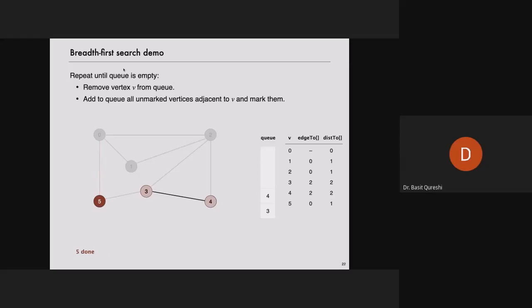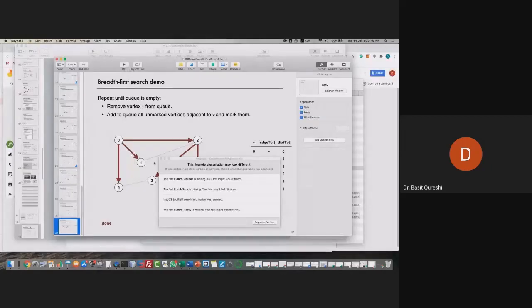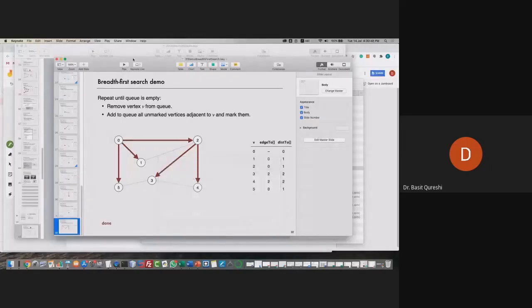So we remove 5. Next is 3. So 3's neighbors are 5, 2, and 4. Again, 5 and 2 are visited, and 4 is still in the queue. Okay, and finally we remove 4. It has no more neighbors, so we're done. Okay, so that's how you would visit the graph.